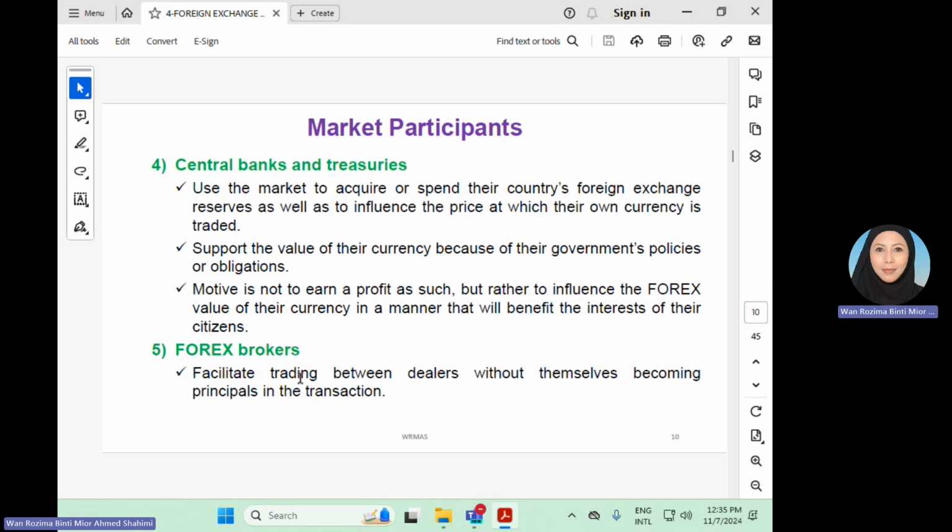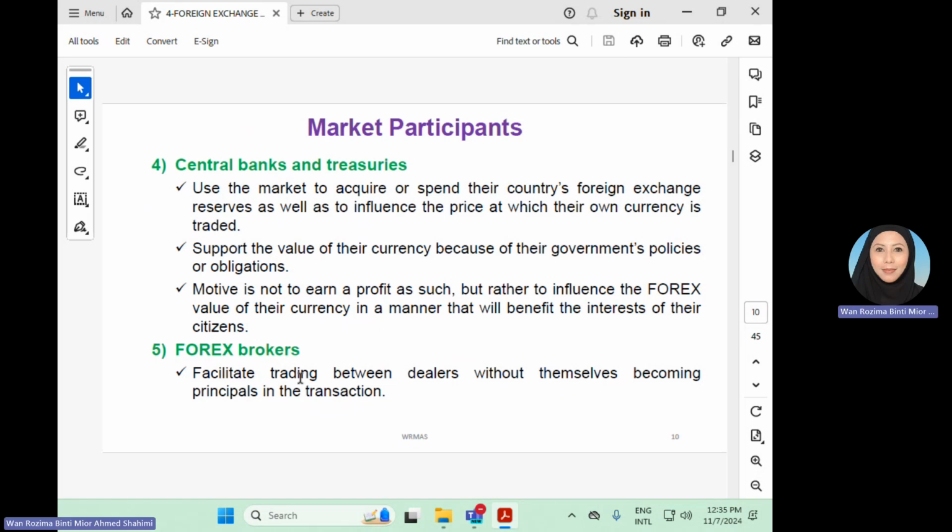Support the value of their currency because of their government's policy or obligation, depending on their monetary policies and also usually monetary law. The motive is, as I mentioned just now, not to earn profit as such, but rather to influence the forex value. In this case, remember the terms revaluation and devaluation. Remember that you learned last week? So this is the one, depending on the objective.